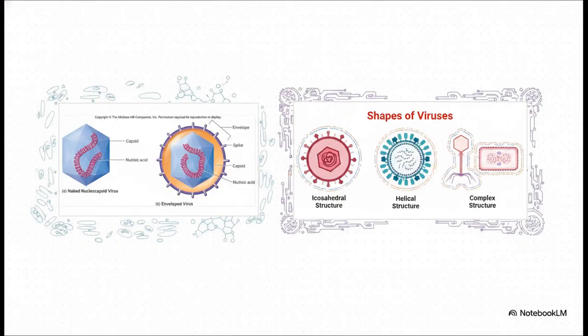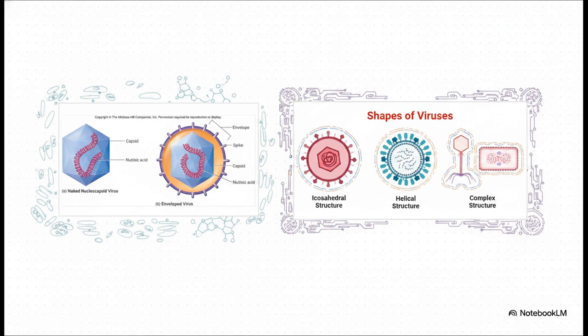So how does this all build into their final form? Some are what we call naked viruses, which is essentially just the genome and the capsid. Others are enveloped viruses, meaning they've actually stolen a layer of lipids, carbohydrates, and proteins from their previous host cell to basically cloak themselves.